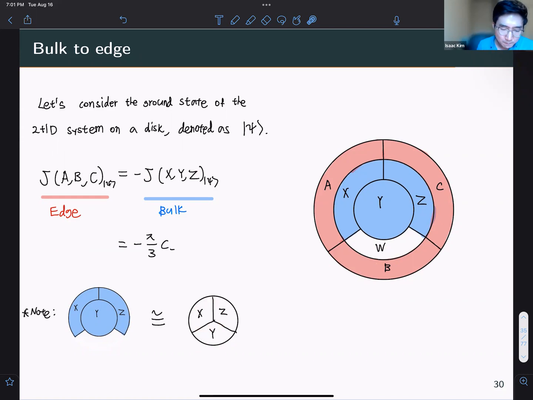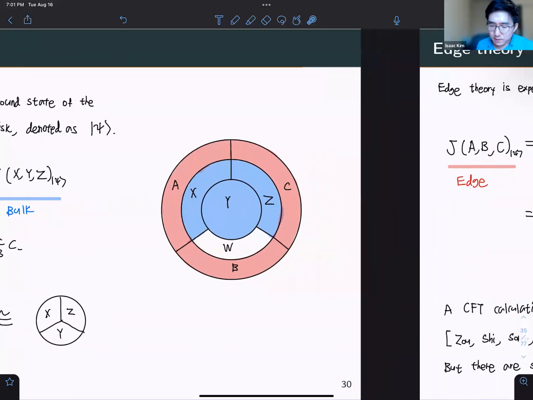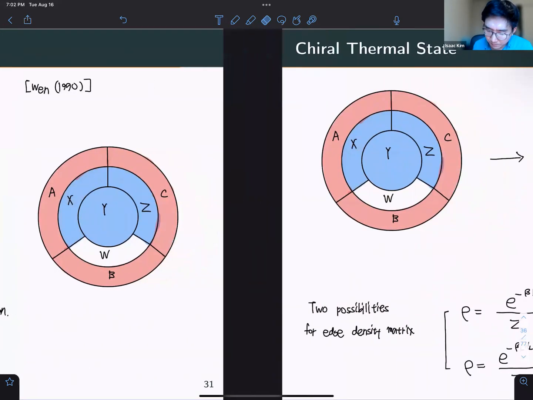The upshot here is that we know what the edge theory is. It's of this 2+1D system. It's a 1+1D CFT, and that's a very well understood quantum field theory. So we can just calculate things in various ways. So that's what we did.